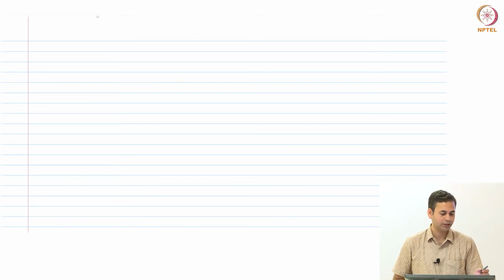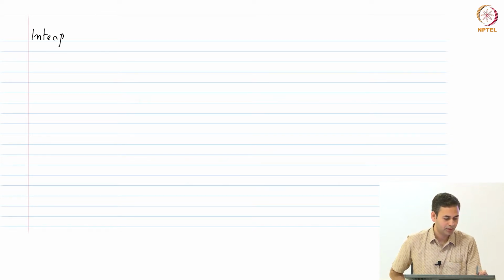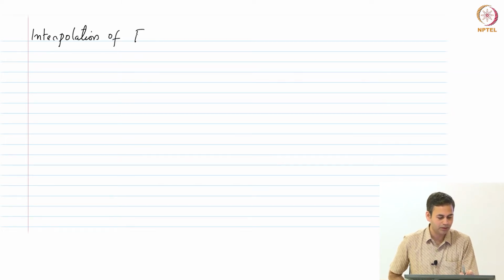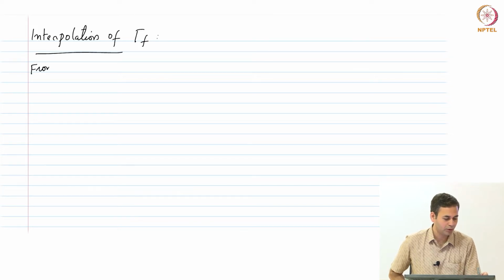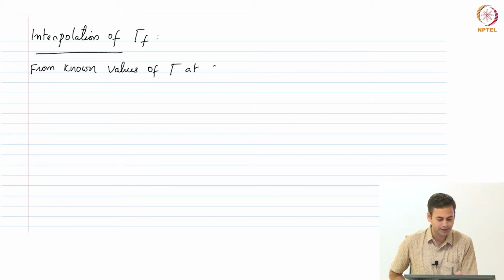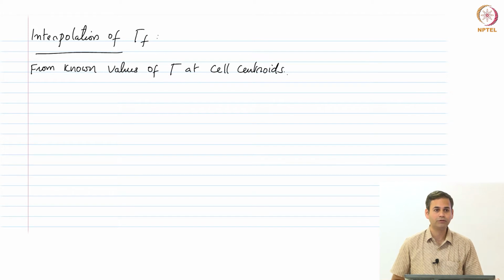So we were discussing interpolation of the diffusion coefficient on the faces, right? This is interpolation of gamma on the faces, from known values of gamma at cell centroids. Okay. So, we have found that there are two different ways we can calculate the diffusion coefficient on the face.